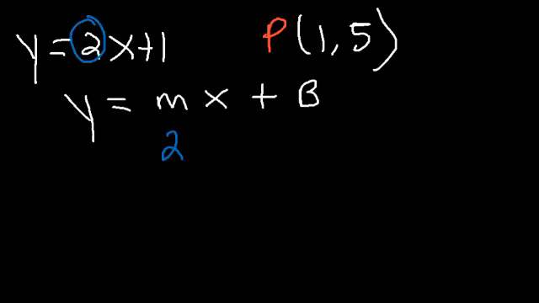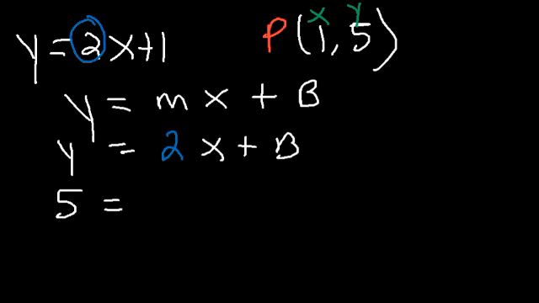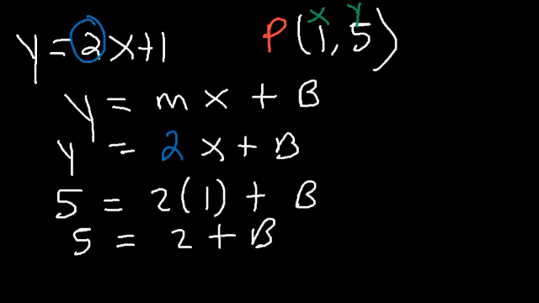Now, what we need to solve for is b, the y-intercept. So let's plug in x and y. Let's replace y with 5 and x with 1. So we have 5 is equal to 2 plus b. To solve for b, we need to subtract 2 from both sides. So 5 minus 2 is 3. So b is equal to 3.